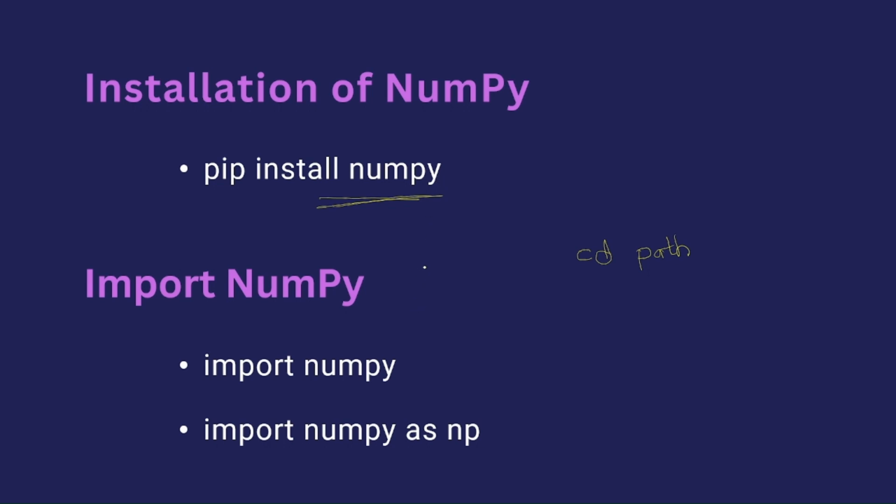I always prefer Jupyter Notebook because some of the libraries are installed by default, but it's all up to you. And the next thing is importing NumPy. To use it in our code, we need to import NumPy. Importing is very easy. Just write import numpy at the beginning of the code. Instead of writing numpy everywhere in the program, you can also use an alias name with the as keyword. Here the alias name is np. Instead of writing numpy everywhere, you can write np. This is about installation and importing NumPy.